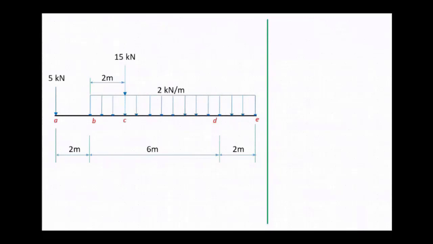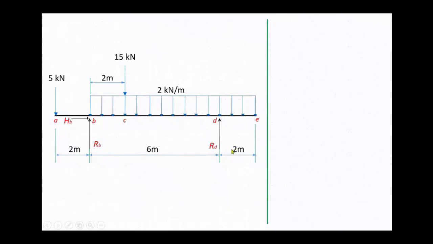Now, we redraw the figure and remove all the supports, then replace them with the corresponding unknown forces. Then we assign variables at the points of loading and locations of supports. Here we have point A, the location of the concentrated load equal to 5 kilonewtons. Then at point B, the location of the pin support and the start of the uniformly distributed load of 2 kilonewton per meter. Then point C, the location of the 15 kilonewton load, D, the location of the roller support, and E, the right free end.